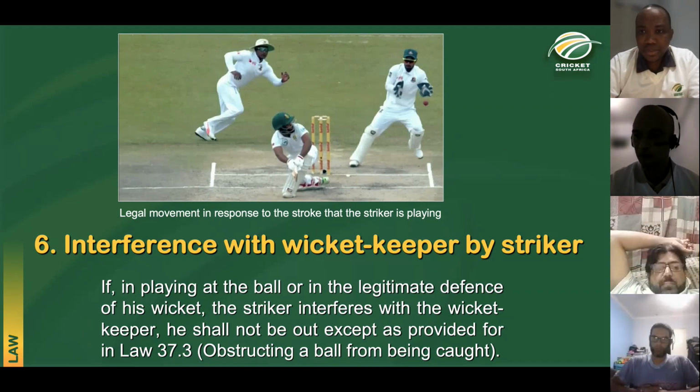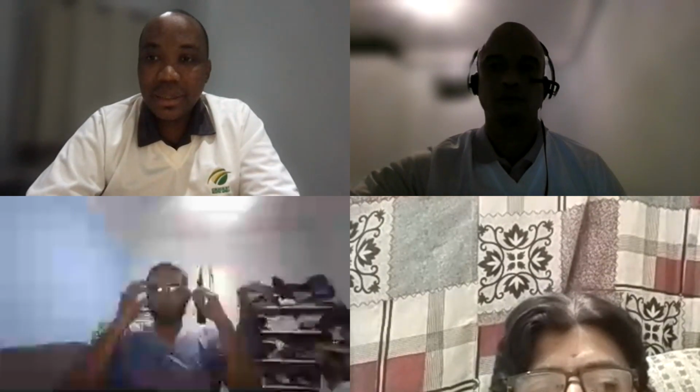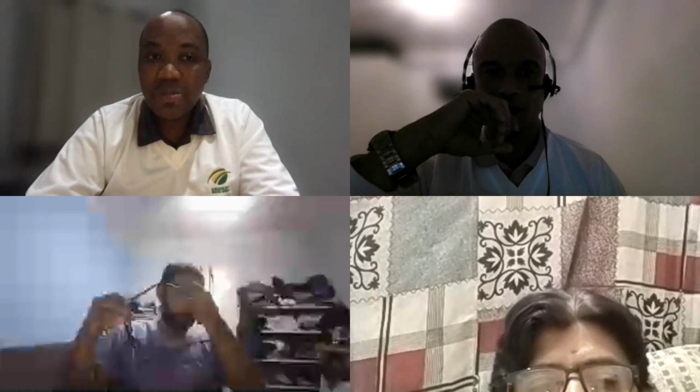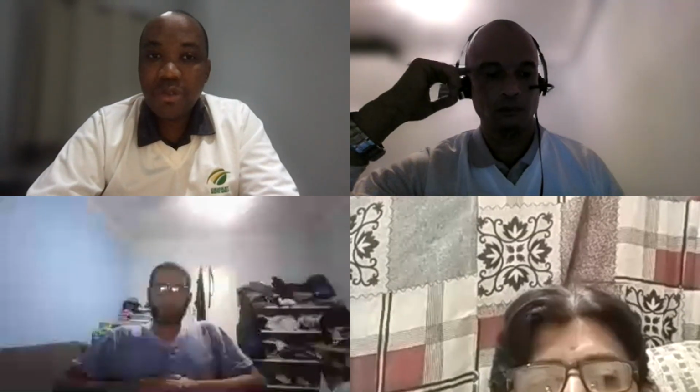Thanks, Dula. The next question is from Edward, and it's similar to Mark's question, but there's a slight difference. Edward asks, if a slip fielder moves from the offside to the leg slip position, meaning that the ball will be leg side, is this legal? So this is not in response to a shot being played. This is in response to the direction of the ball being bowled. What does the law say there, Abdullah?